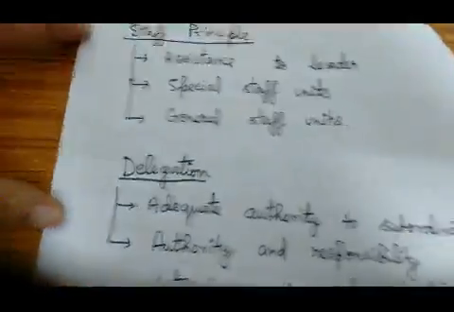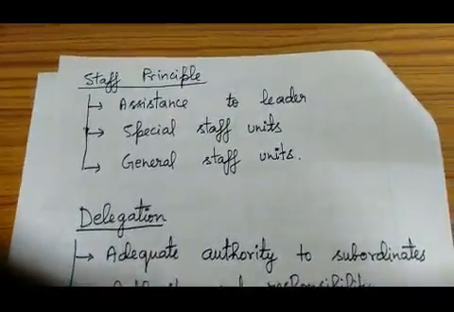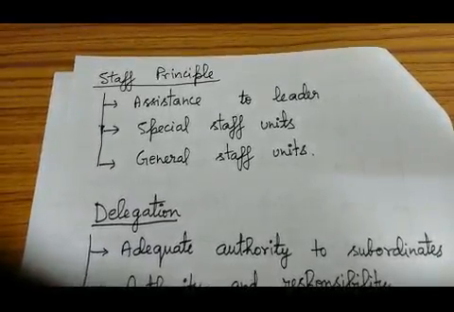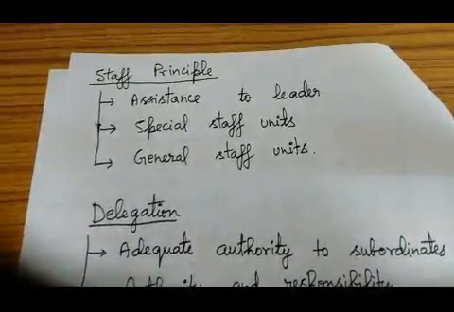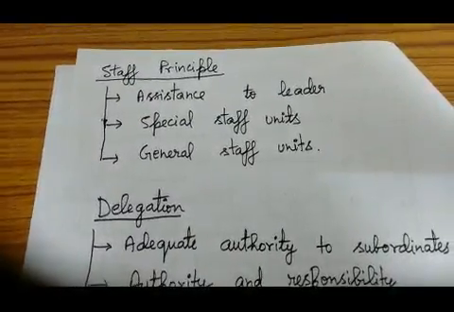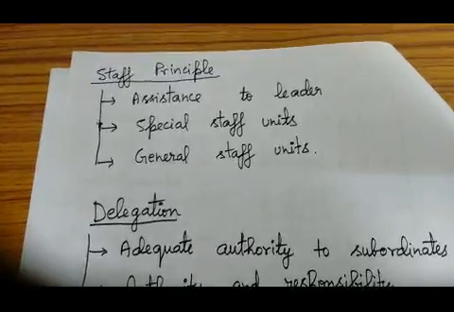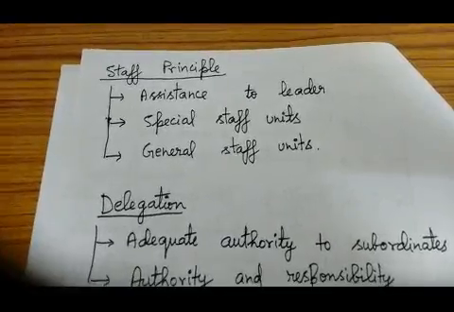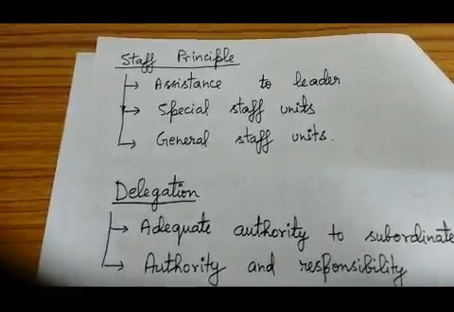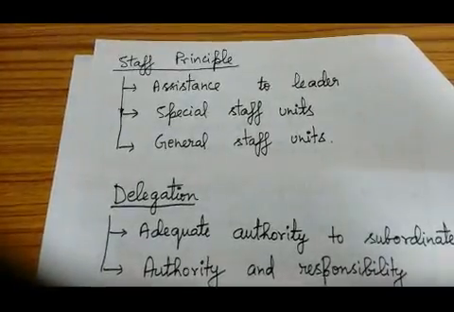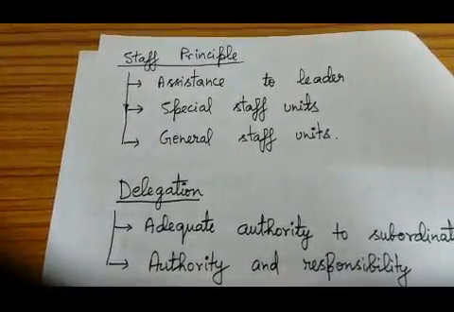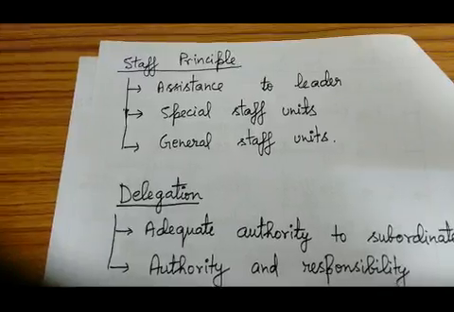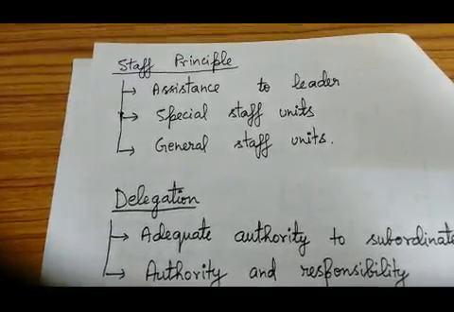Then we will see the next topic, that is the staff principle. So we already talked about staff and line. This concept has been taken from the military. The first function of the staff is assistance to the leader. In a democratic type of government, the Prime Minister has some staff like the Chief Secretary, the Principal Secretary to the Prime Minister, and other Secretaries and Joint Secretaries. So they are staff units.